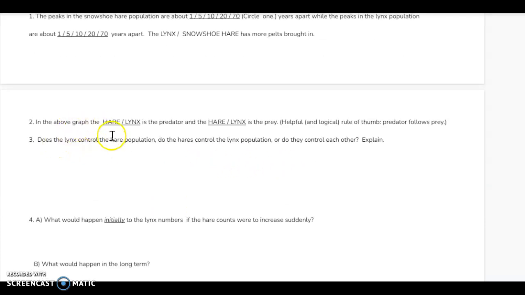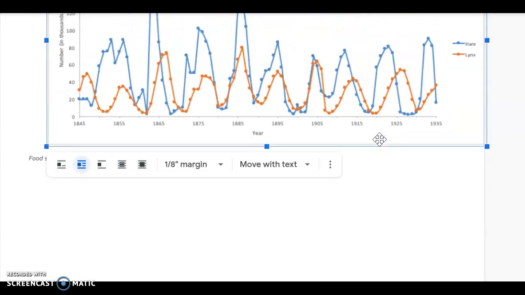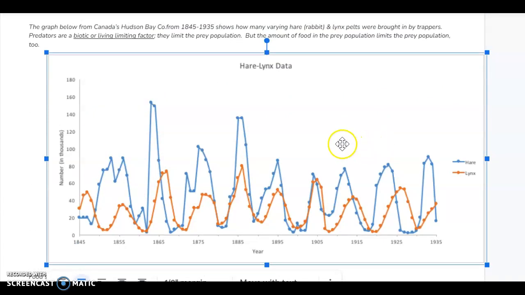And then it asks if the hare or the lynx is the predator of the other animal here. One's the predator, one's the prey. So which one is doing the eating, and which one is being eaten, the prey? And it says there's a helpful and logical rule of thumb here. Predator follows prey. So that's kind of cool because you can think of the one that's doing the chasing, following the prey that's going to get caught. But that works with the graph too. The trends should follow like that too.